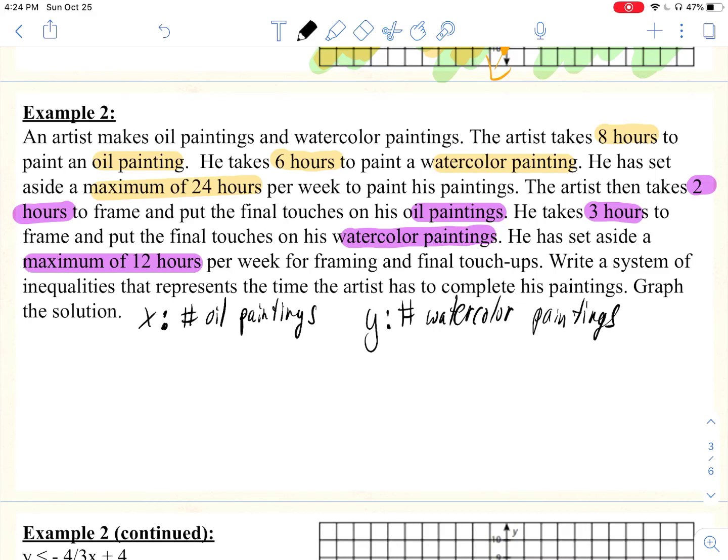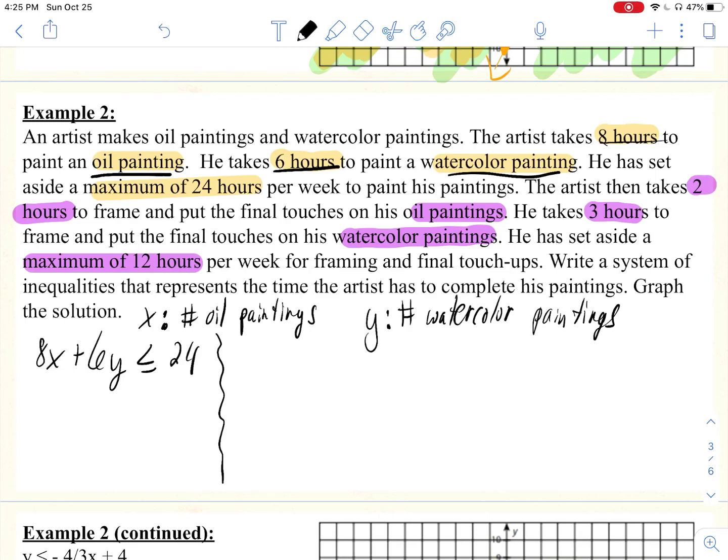The artist takes 8 hours for an oil painting. Well, we just said x is the number of oil paintings, so we're going to have that be represented by 8x. It's 6 hours for watercolor paintings. So we're going to have 8x plus 6y, and then he has a maximum of 24 hours. If you have a maximum of 24 hours to complete a task, you can complete that in less than that amount of time or equal to that, but you don't want to go over that time. So we're going to use less than or equal to 24. So that's our first inequality.